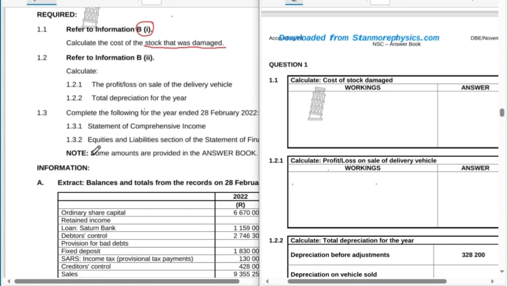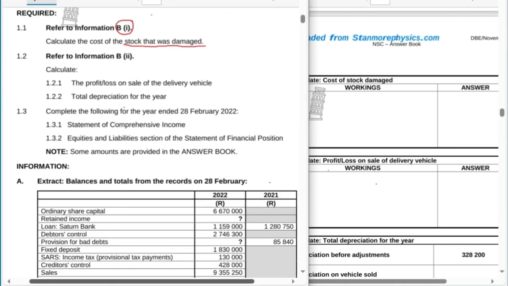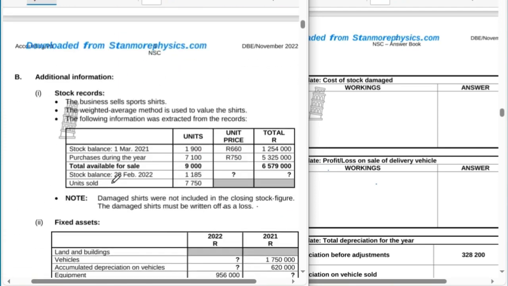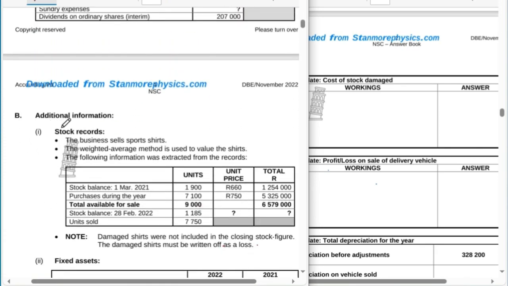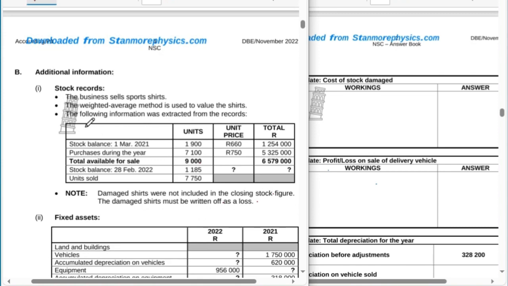Let's quickly move to information B. Information B says additional information, and stock records. The business sells t-shirts, so we know that this business sells t-shirts. And the weighted average method is used to value the t-shirts. Since we know that they are using the weighted average method to calculate the value of stock, we need to have our formula.